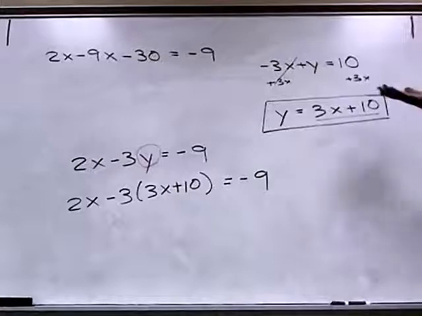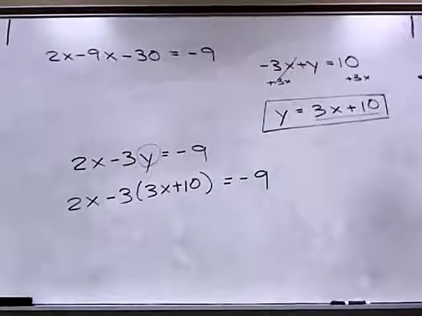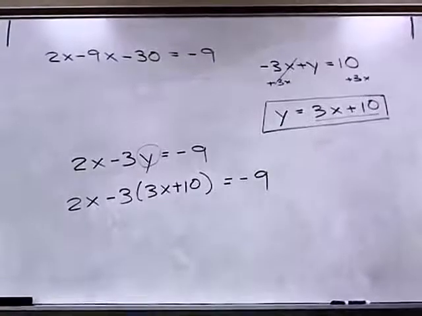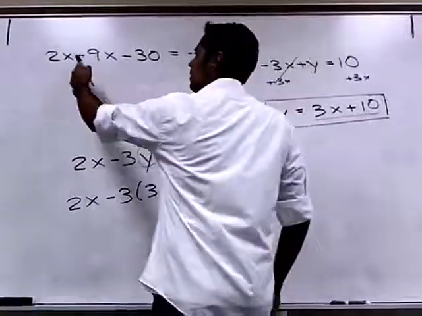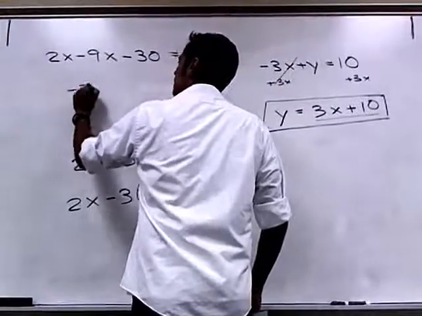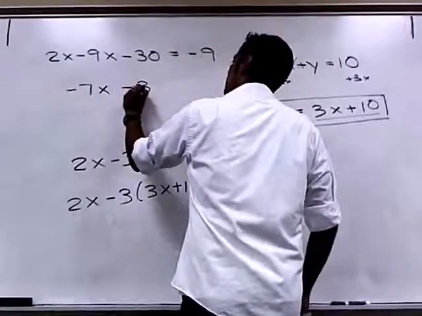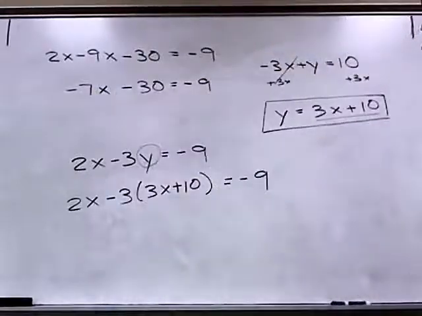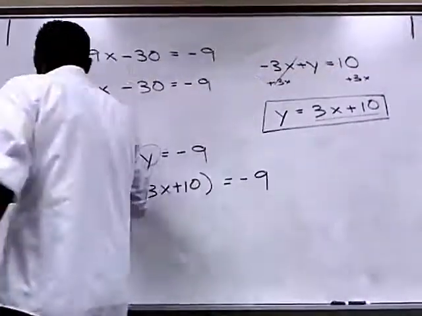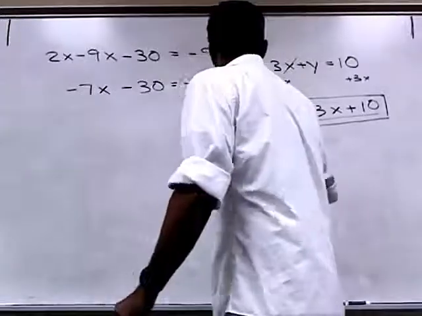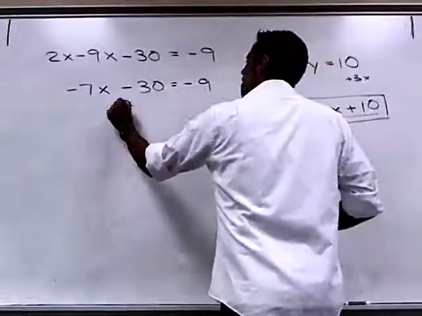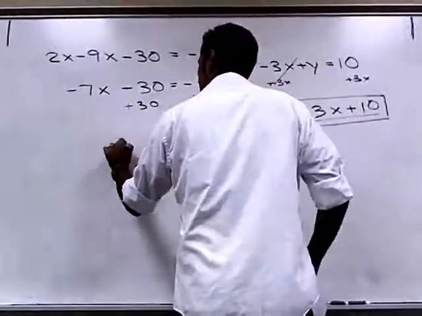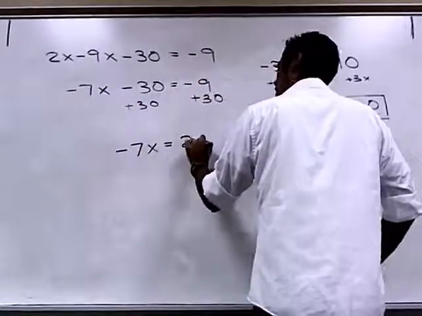Now this equation has just x in it, so we solve for x. How many x's do I have there total? Those two together, negative 7, right? Over here, minus 30 equals negative 9. Now what? Add 30 to both sides. When I add 30 on the left, it goes away. When I add 30 on the right, I get 21. So negative 7x equals 21.